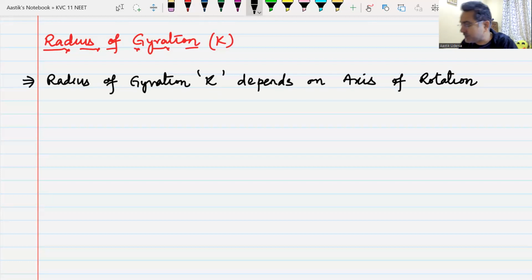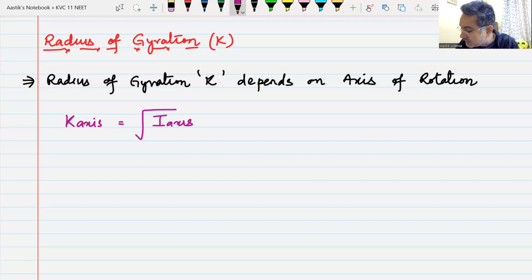About which axis the body is rotating and about which axis you are finding out this radius of gyration, it depends on this axis of rotation. So you have to find the radius of gyration about any axis. What will you do? You will find the moment of inertia of the body about that axis, and you will divide it by the mass itself. So radius of gyration of a body about any axis is the square root of the moment of inertia of the body divided by mass.